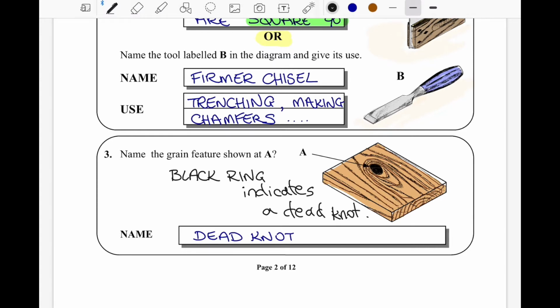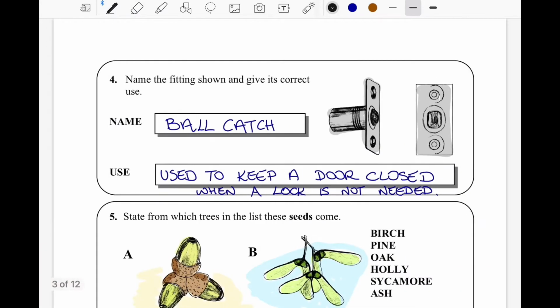Okay, so that black ring indicates that. If there was no black ring there and there was just a gathering of green, I'd say that was a live knot. So live knot looks kind of the same color as the timber itself.